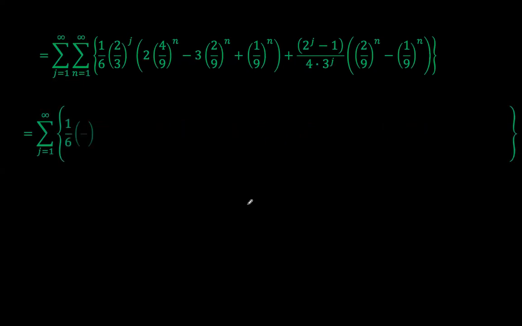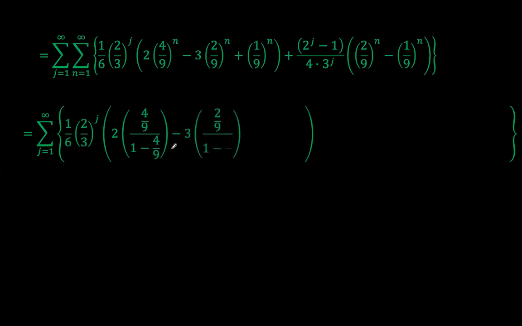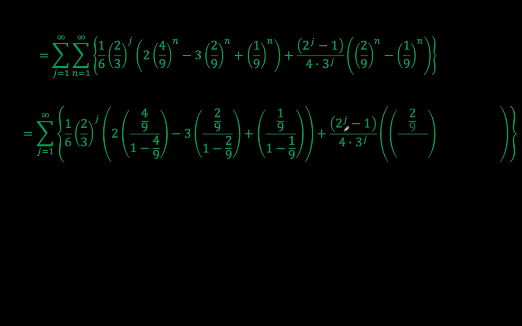So we can now have 6 times (2/3)^j times 2, 4 over 9 over 1 minus 4 over 9, minus 3 times 2 over 9 over 1 minus 2 over 9, plus 1 over 9 over 1 minus 1 over 9, then (2j minus 1)/(4 times 3^j), and then obviously here 2 over 9 over 1 minus 2 over 9 minus 1 over 9 over 1 minus 1 over 9. Okay.